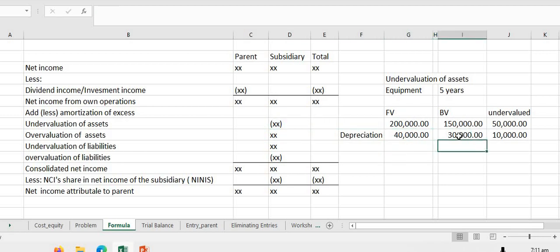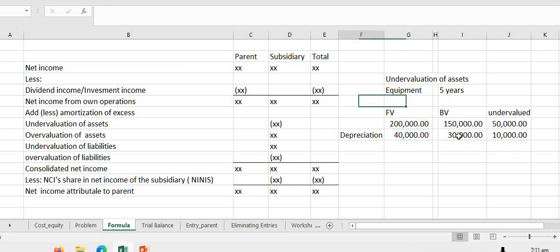So that the excess depreciation of 10,000 will be amortized for 5 years. So every year, mag-deduct ka ng 10,000 in the net income of these subsidiaries in relation to the undervaluation of 50,000 for the equipment. Okay?